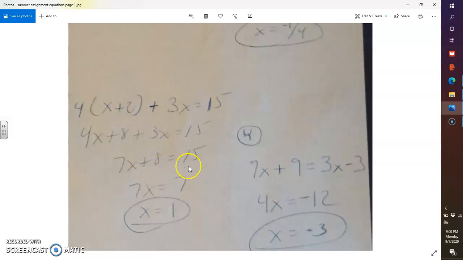In this case, I want to subtract 8 on both sides, and I get 7x equals 7. And then divide 7 on both sides, and dividing 7 on both sides, we get x equals 1.